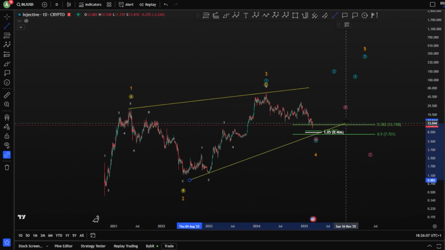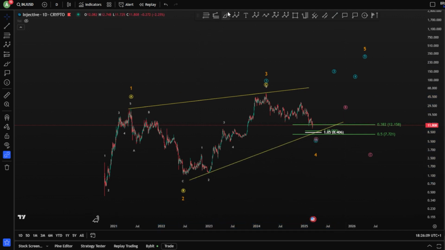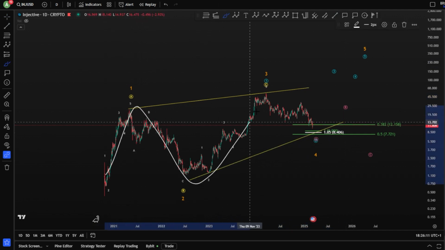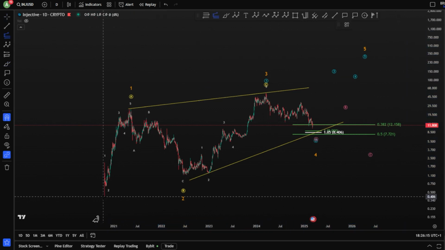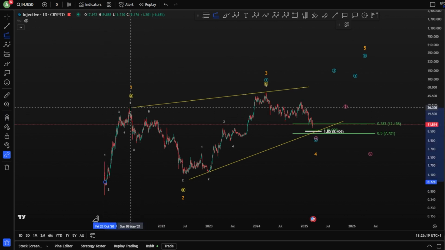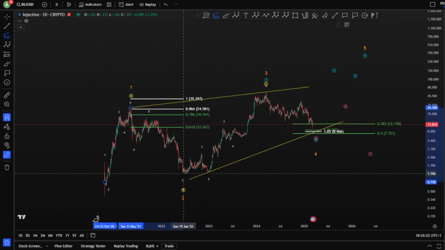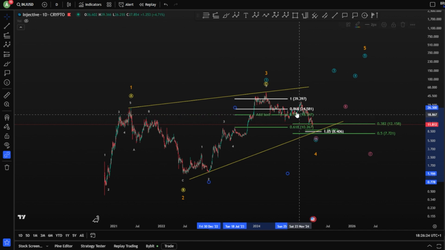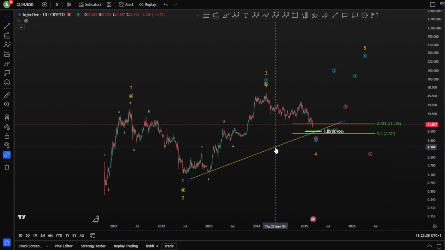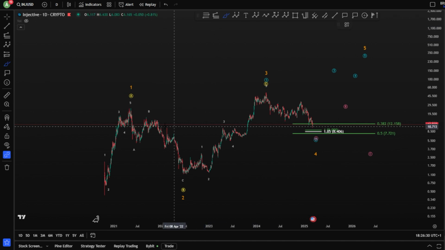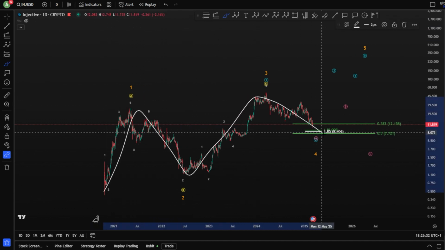in double 1-2s, where you have probably 1-2 and 1-2 and then 3, 4, 5, 4, 5. Now let me check again for a leading diagonal, just to make sure if this is longer or not. Okay, we have passed the 1-to-1 fib level, so there is a very, very low possibility, and that's why I'm going to remove it. So yeah, two possibilities here.